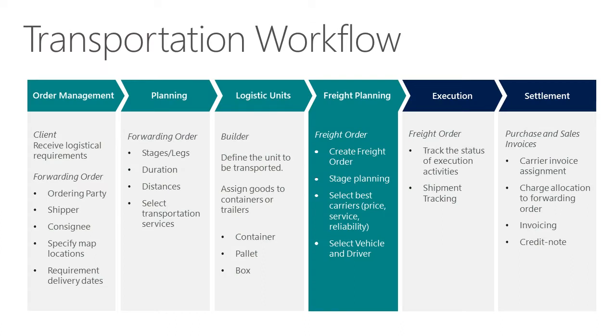The freight planning step is a process of referencing stages of the forwarding order to freight orders. Each stage of the forwarding order must have one or more freight orders. A freight order contains data about who and how transportation will be performed. A freight order is an order for a carrier who will actually execute transportation. If a company has its own fleet, the freight order contains driver and vehicle information.